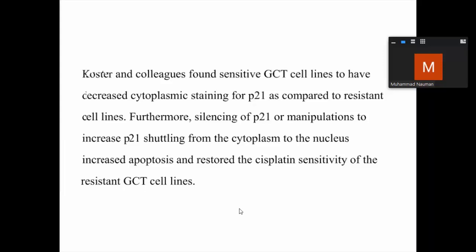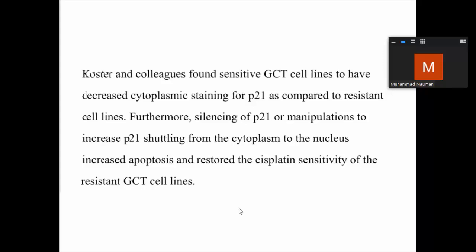So in resistant cells, there is a high quantity of P21. So when in germ cell tumor cells there is a high quantity of P21, they have the resistance to the cisplatin. By silencing this P21 or changing its position, transporting it from the cytoplasm to the nucleus, it helps to fight the resistance of these resistant germ cell tumors and make them sensitive to the cisplatin. This is another hypothesis.